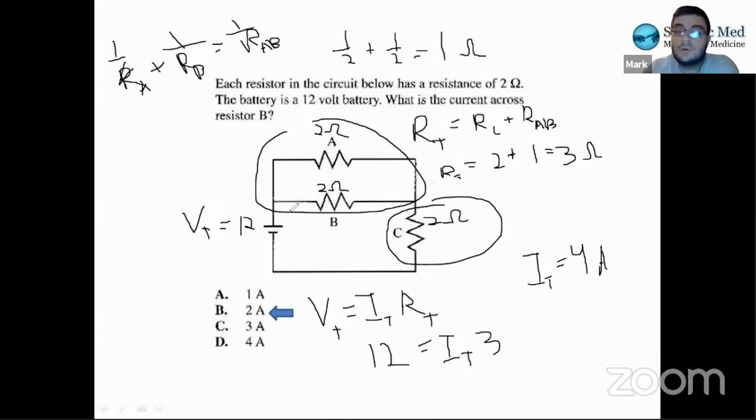Right? Well, what do we know about a circuit in parallel? Which is what we're looking for. We're looking at the current across resistor B. Resistor B is in parallel with resistor A. We know that IT equals IA plus IB, right? The total current is equal to the current across A plus the current across B, right?